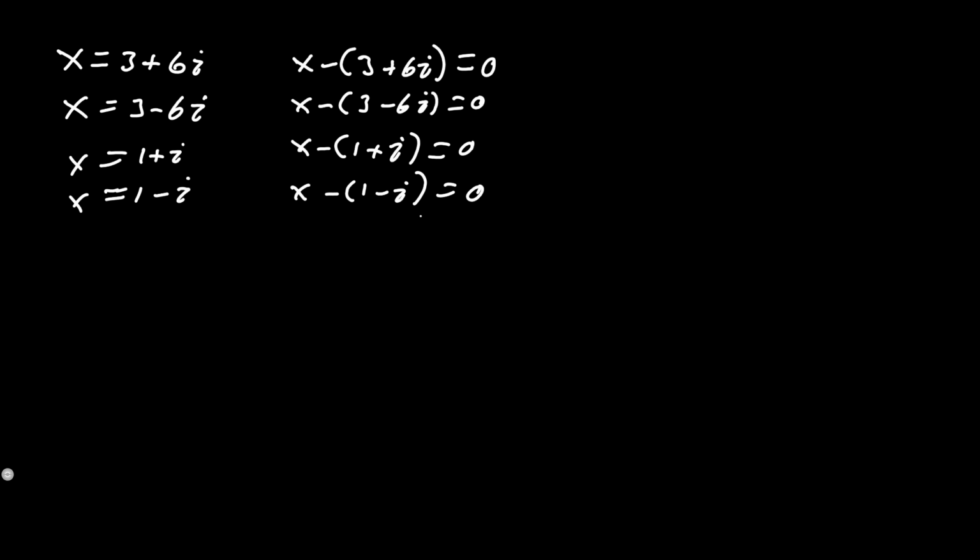So let's go ahead and start off by expanding the conjugate pairs. So we will multiply first x minus 3 plus or minus 6i. And then similarly, we will expand the last two solutions, 1 plus or minus i. So let's start by looking at x minus 3 plus 6i times x minus 3 minus 6i.